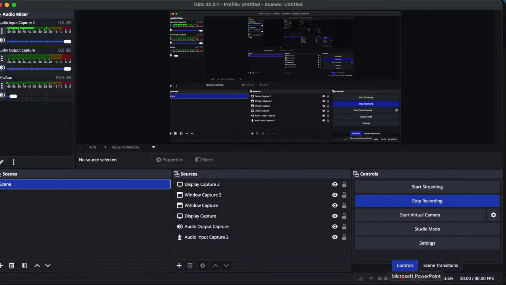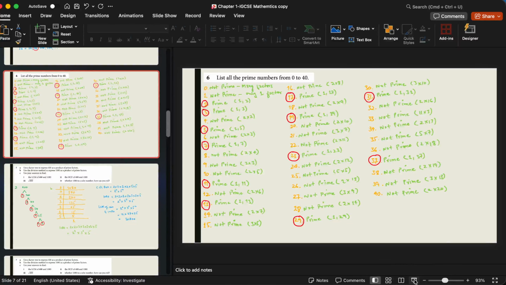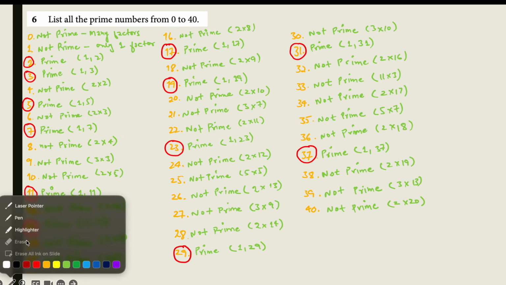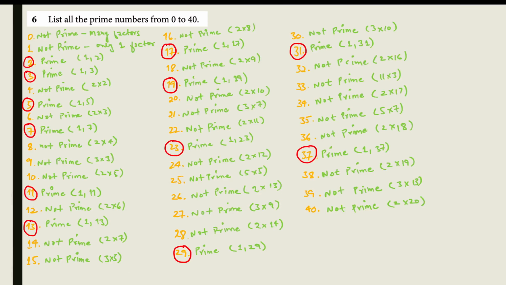Hi everyone. Question number 6 of the exam style questions asks us to list all the prime numbers from 0 to 40. So in here I have expressed the answer in a way that all the steps get clear to you. How do we find the prime numbers from 0 to 40?